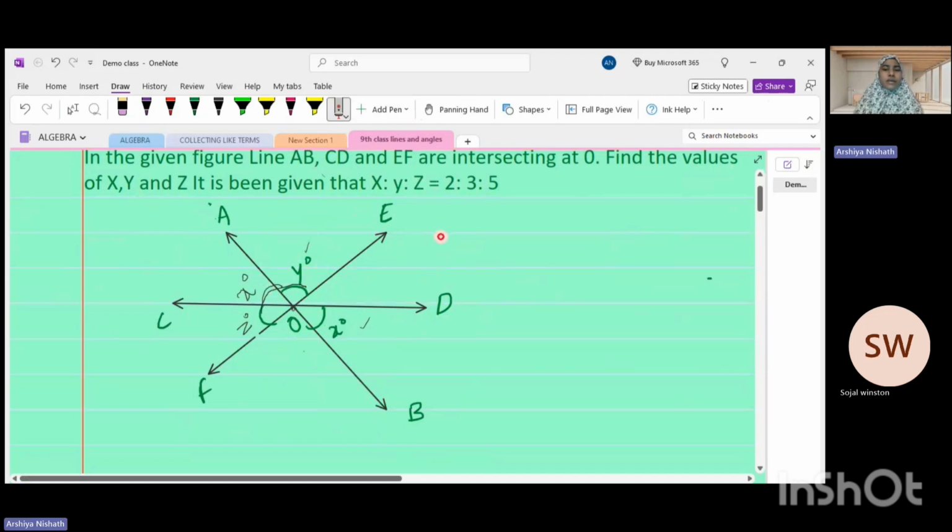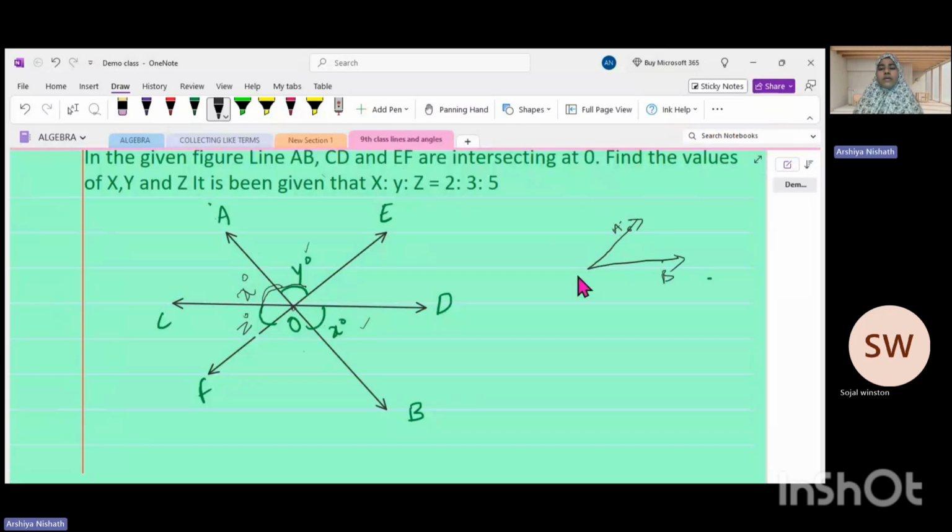So see here, first of all, we have to learn how to name an angle. How to name an angle means what? An angle is formed between two arms. These are called two arms. Let us name them A and B. They are intersecting at a point O. And where is my angle forming? The angle is forming here, at O.